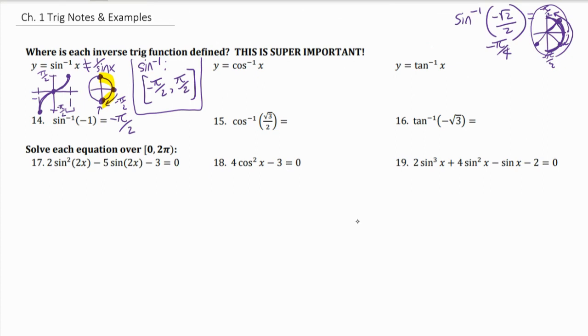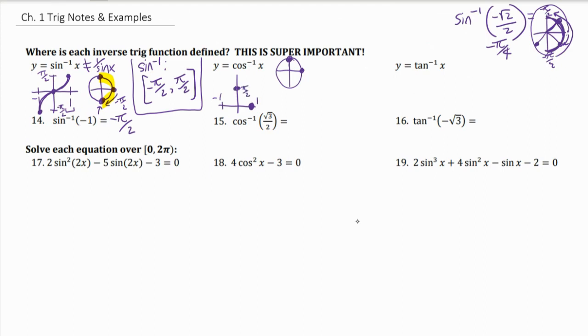Okay, cosine inverse looks like this. So where is our cosine value equal to 1? And our cosine value equals 1 on the unit circle. Cosine is the x coordinate. Right away, at 0 radians, the cosine value is 1. And then where does cosine equal 0? And that happens at pi over 2.